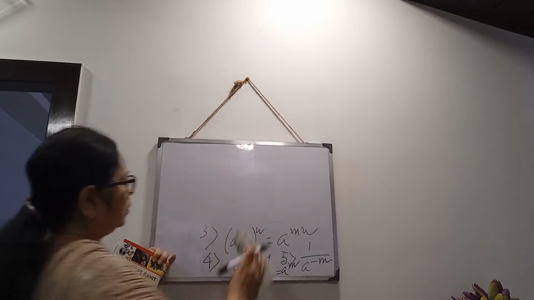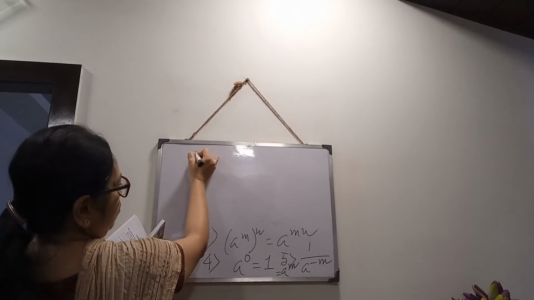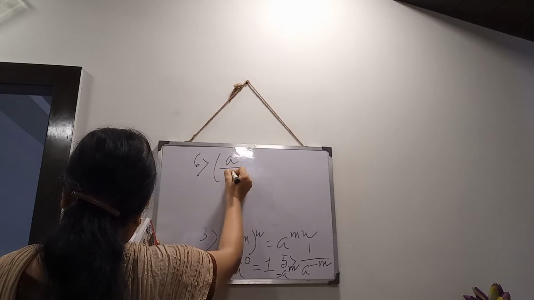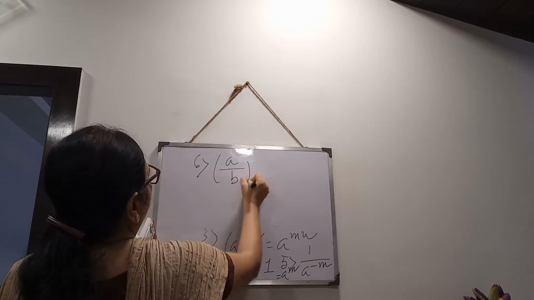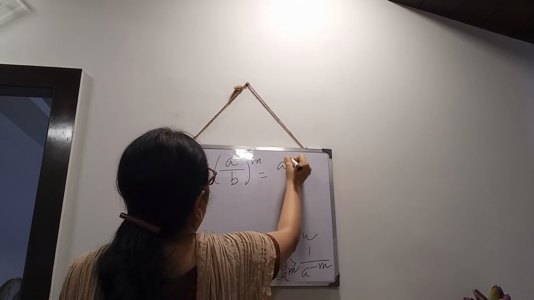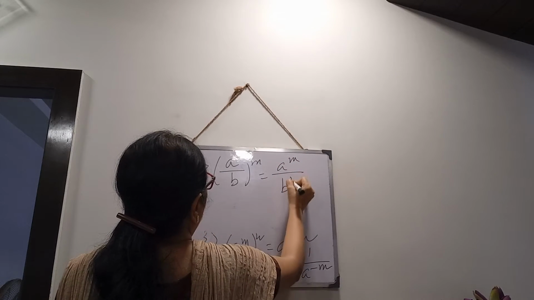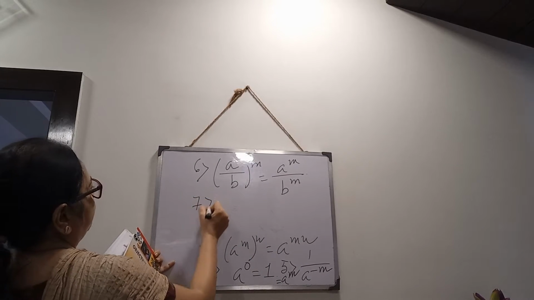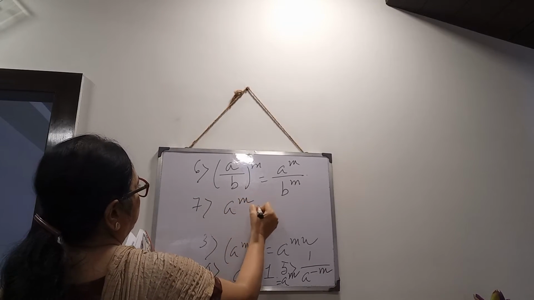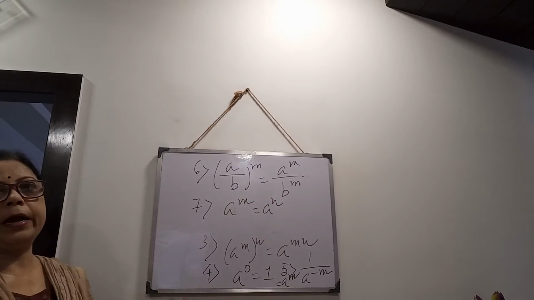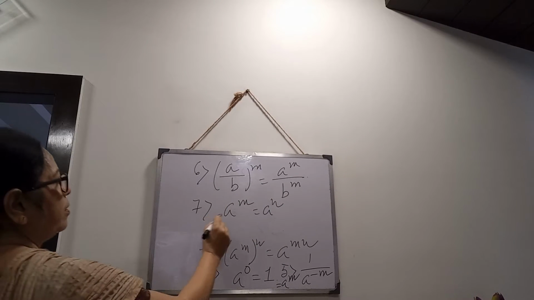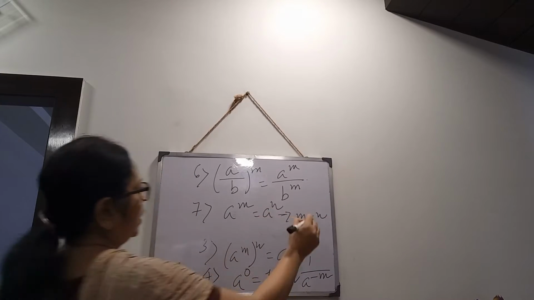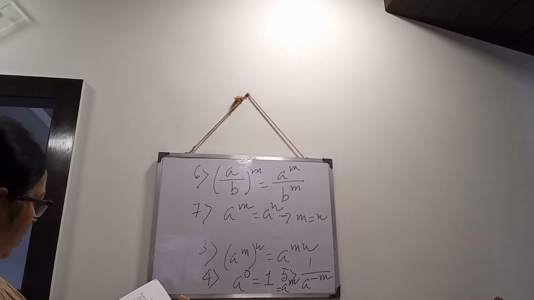Next, if it is in this form, a by b to the power m, you can open it in this way. And if a to the power m equals a to the power n, that means the base is the same, then you can equate the powers. You can write m equals n.